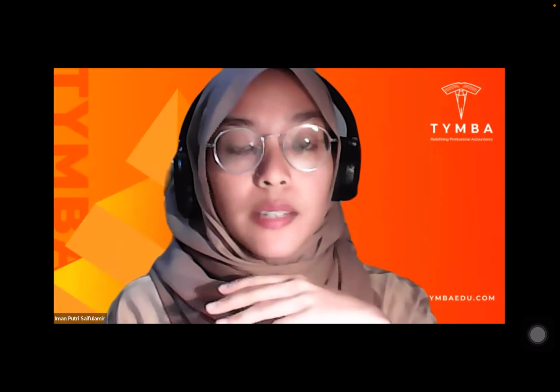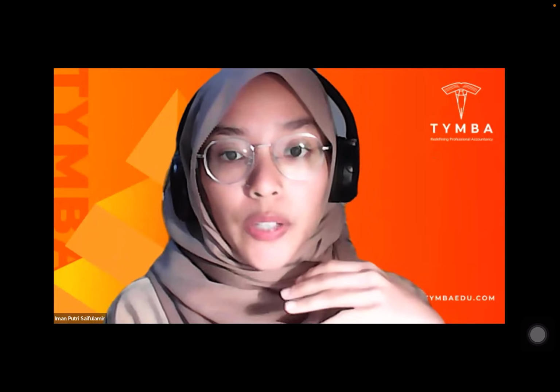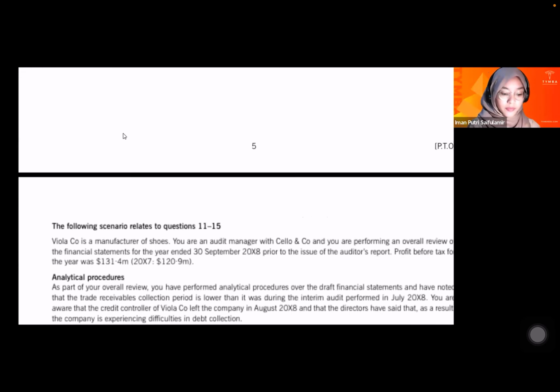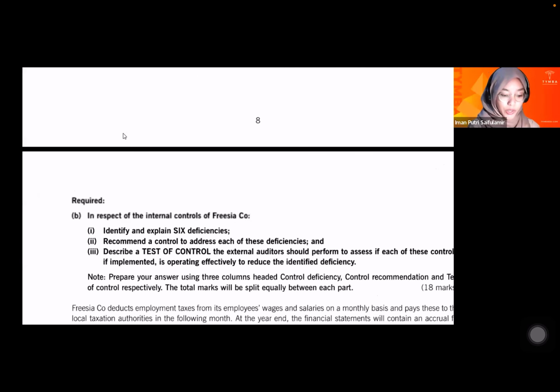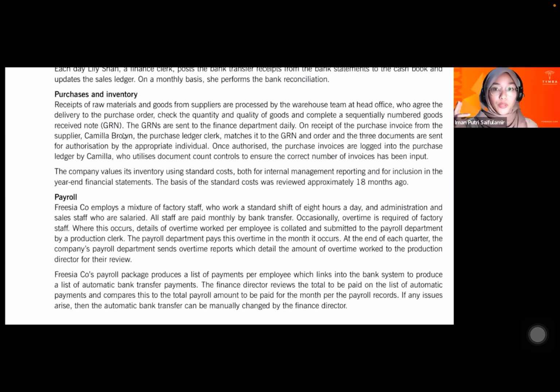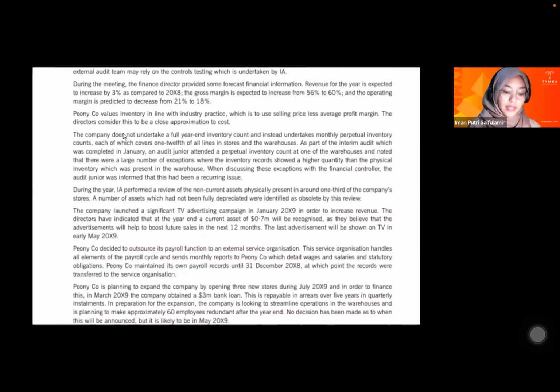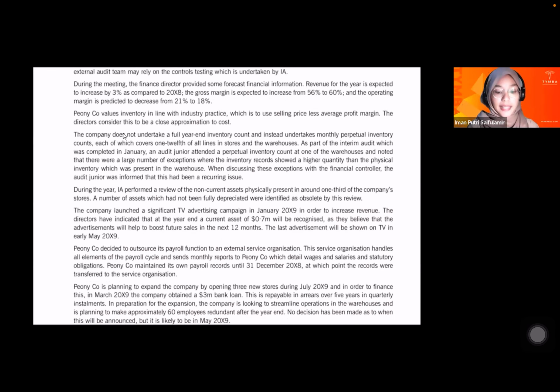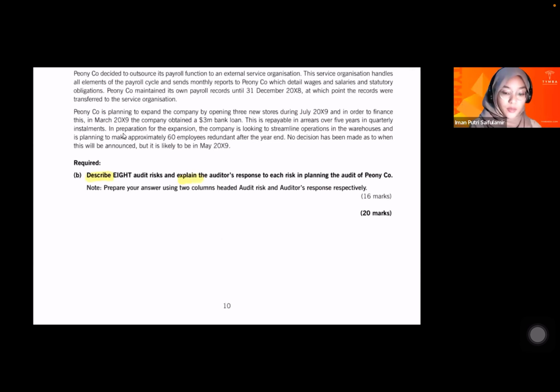Okay, do the auditor's risk and the audit approach. But before that, we will discuss the question together first. Okay, so let me just share my screen. Okay, so skipping on this. Okay, so on the question of Ponyco. First things first, we're going to look into the requirement. They ask us to describe 8 audit risks and explain the auditor's response. So that is 2 requirements here, right?